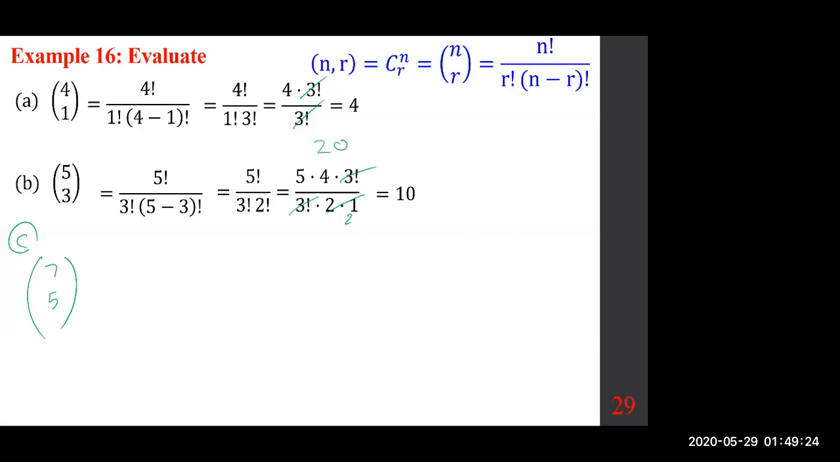Okay. Now what do we do? Same thing. N is 7, R is 5. Do the math.